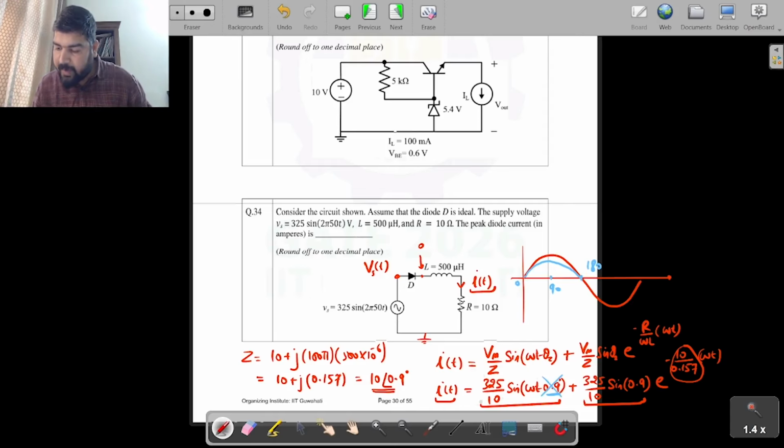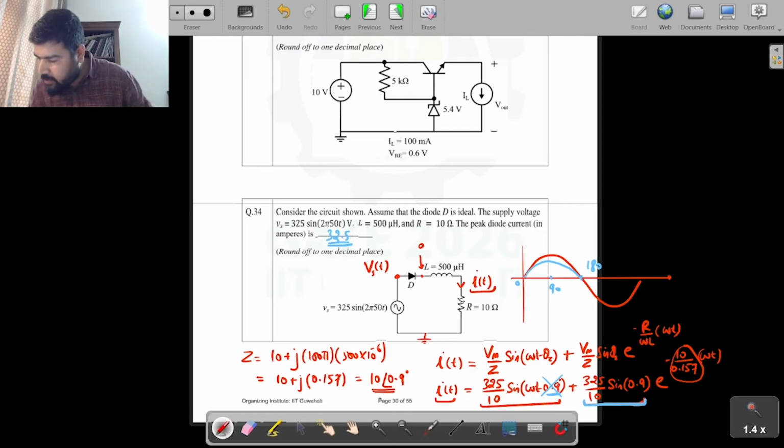Now what about the peak value of this current? Peak value has to be 32.5. So it should be 32.5, but let me tell you guys, the answer has to be a little more than this, because this term should also be there. Rather, this is not exactly 32.5, this is actually 32.48 something, because this value is more than 10, okay.